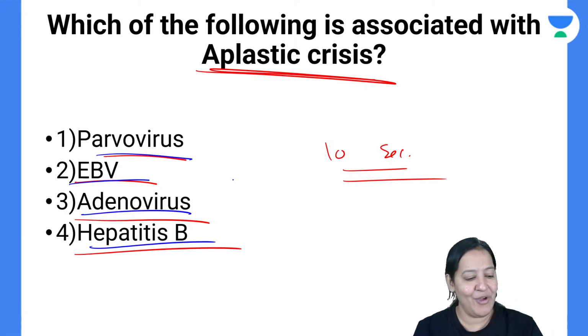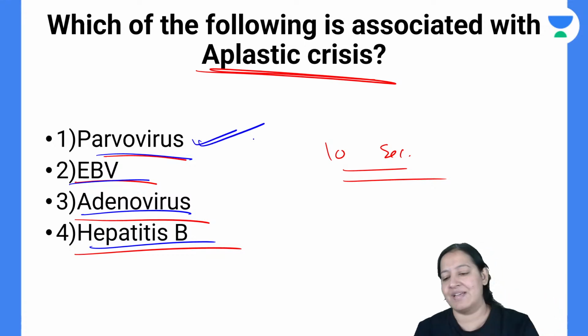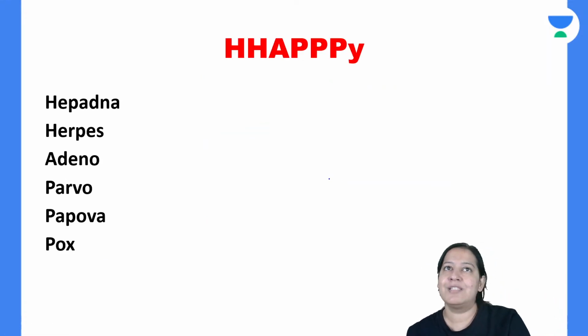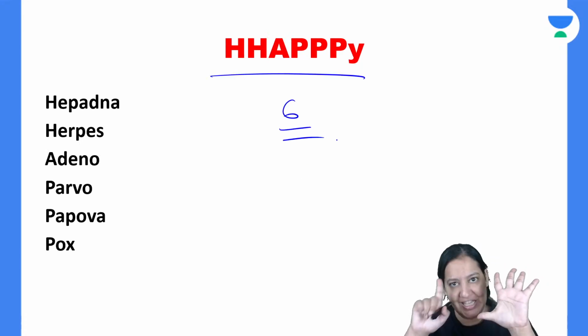Yes, all of you are right. The correct answer among them is A, that is parvovirus. What are DNA viruses? There are only 6 viruses which are DNA.